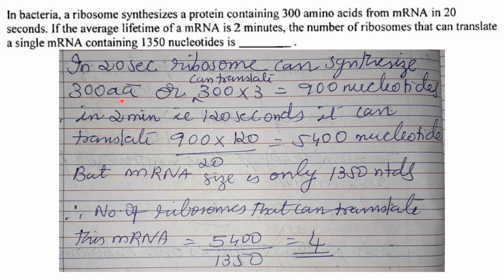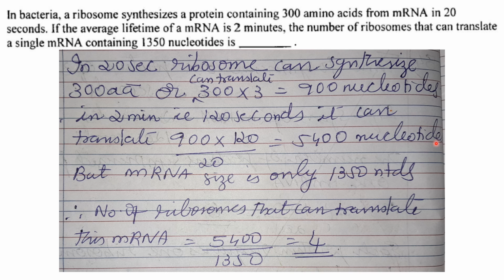Okay, a single ribosome can synthesize 300 amino acids, or I can say it can translate 300 into 3, that is 900 nucleotides. 3 is our triplet codon. So 300 into 3, 900 nucleotides can be translated. Here it is 300 amino acids, so convert it into nucleotides, 900 nucleotides. So in 2 minutes, that is 120 seconds, it can translate 900 into 120 by 20, that is 5400 nucleotides.